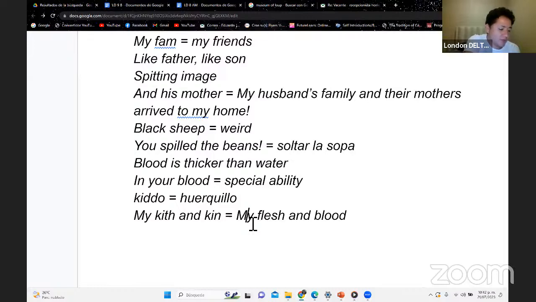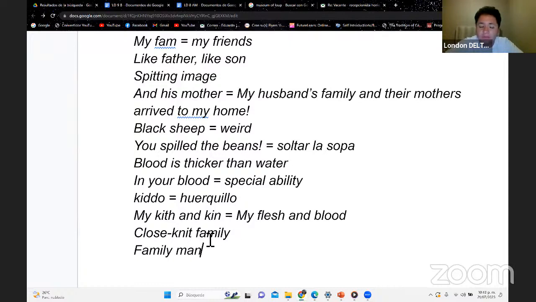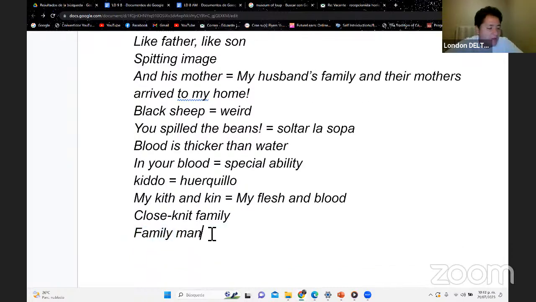Okay, well, we could also use the expression close-knit family. Eso quiere decir una familia cercana, que son muy apegados. A close-knit family. That's what it means. And well, you can also use a family man or a family woman, right? Que es un hombre de familia, una mujer de familia. Okay, very well. And finally, I think because there are many, but I will show you this last one.